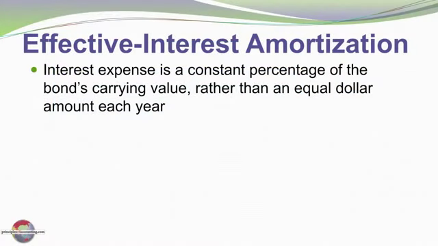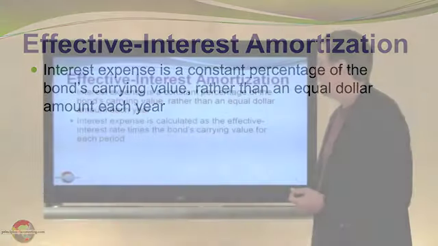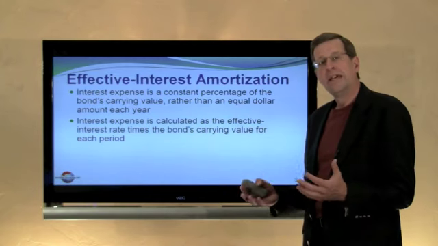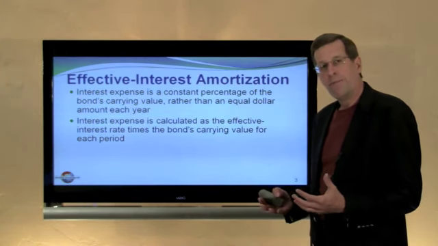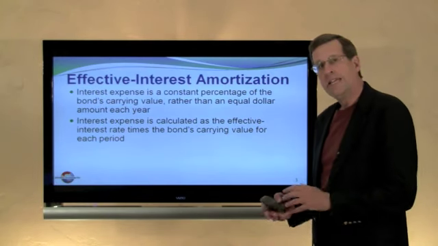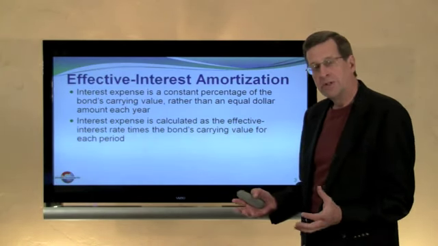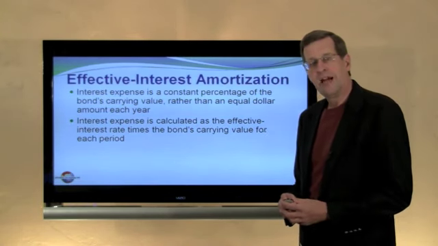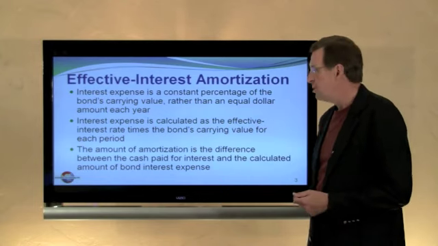And so let's first recall, under the effective interest amortization method, interest expense will be recognized as a constant percentage of a bond's carrying value rather than as an equal amount each period, as was the case under the straight line approach. Interest expense is calculated as the bond's carrying value, that is, the face amount of the bond or par amount plus any unamortized premium or minus any unamortized discount, the net of those amounts, the carrying value, times the effective interest rate that was implicit in the bond at the time it was issued. And we'll see examples of this in a moment.